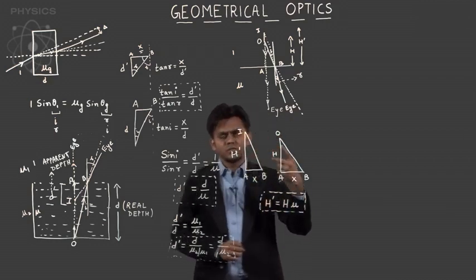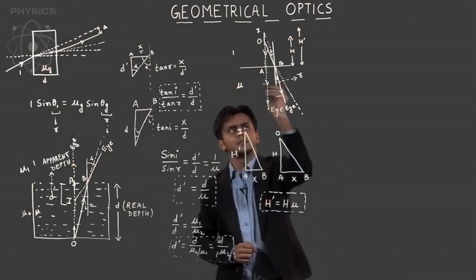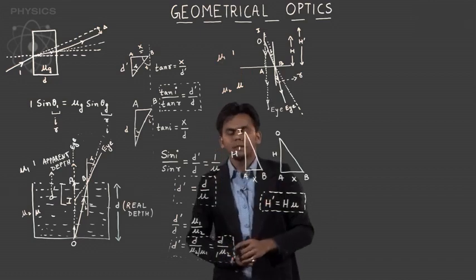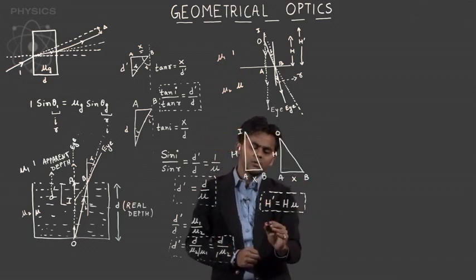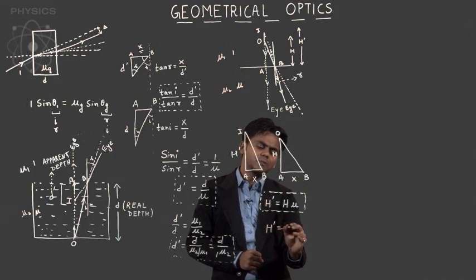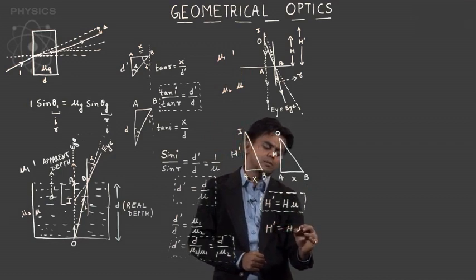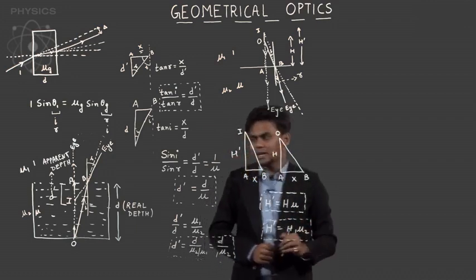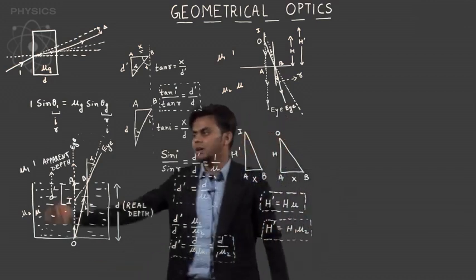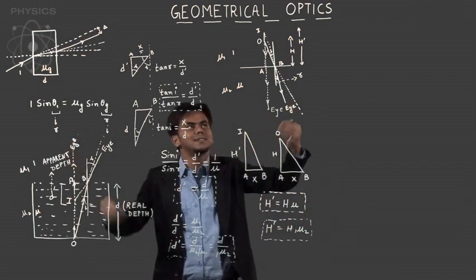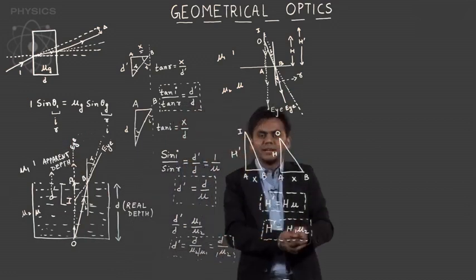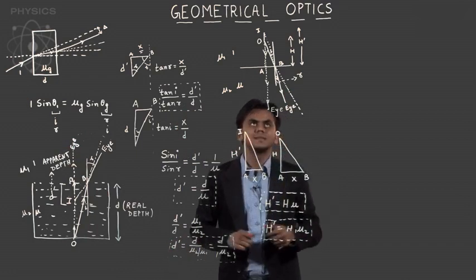Now, in a modified, slightly complex situation, I would give you that this is mu2 and this is mu1. So just think it through and you will see that H prime becomes H times mu of 2 with respect to 1. These two are very similar situations. Only the case is that in the first situation my eye is in a rarer medium, in the second my eye is in a denser medium. Rest all is same. Just the denominator becomes numerator, depth becomes height, rest all is same.